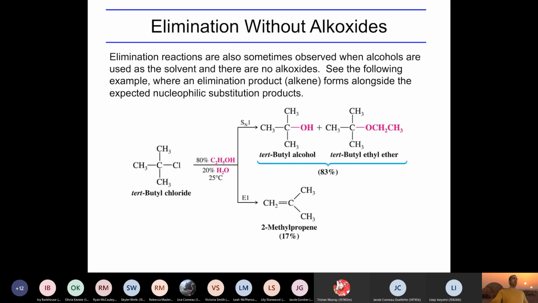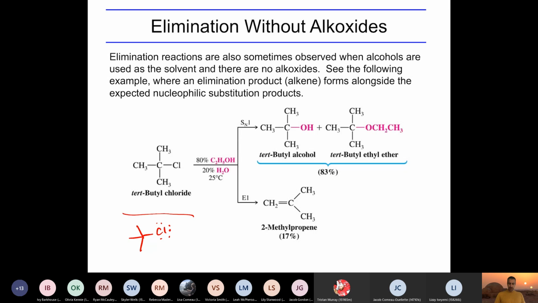All right, so if you have an alkoxide, we get this elimination reaction instead of substitution. Sometimes you get a mix. So here's an example of tert-butyl chloride, right? Bond line looks like this. We're going to do this reaction in 80% ethanol, 20% water, room temperature.